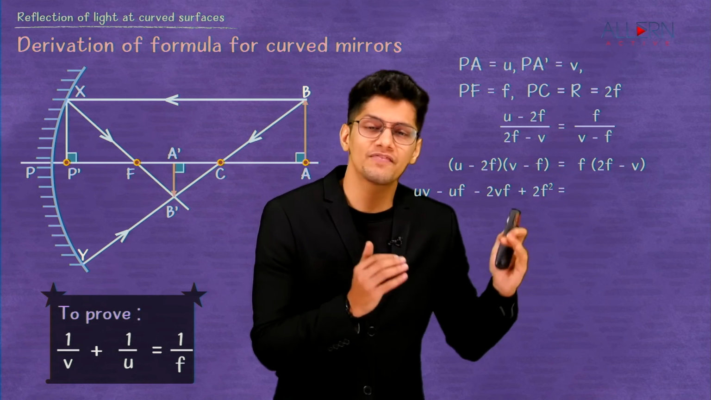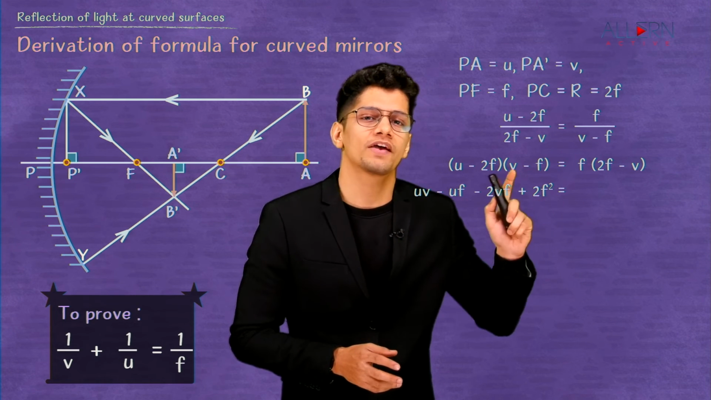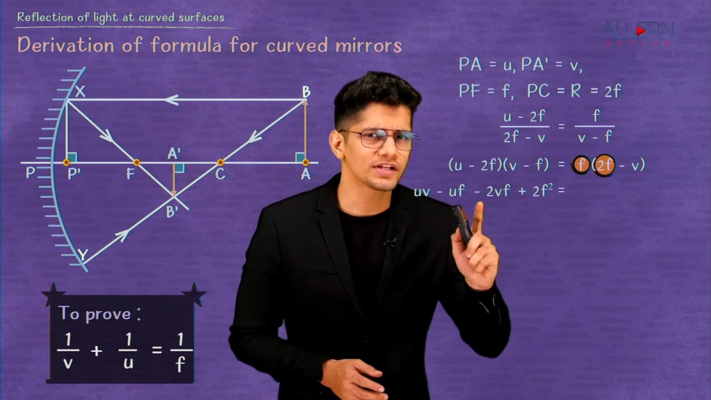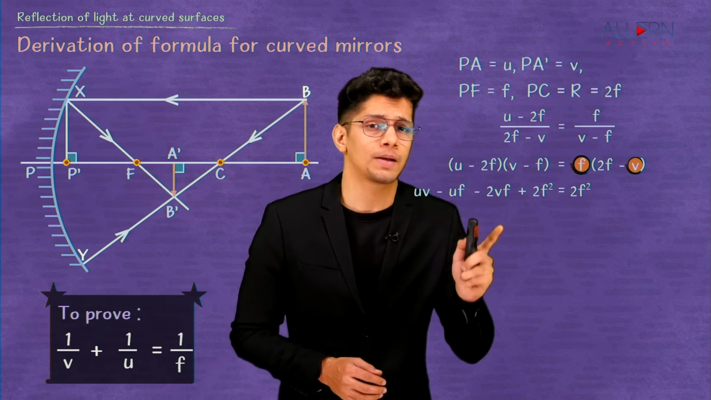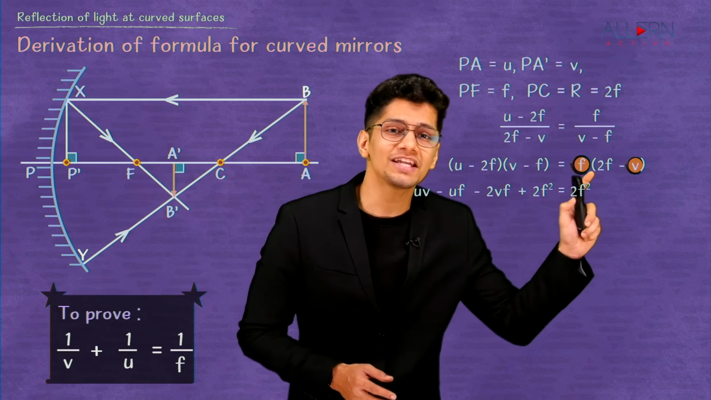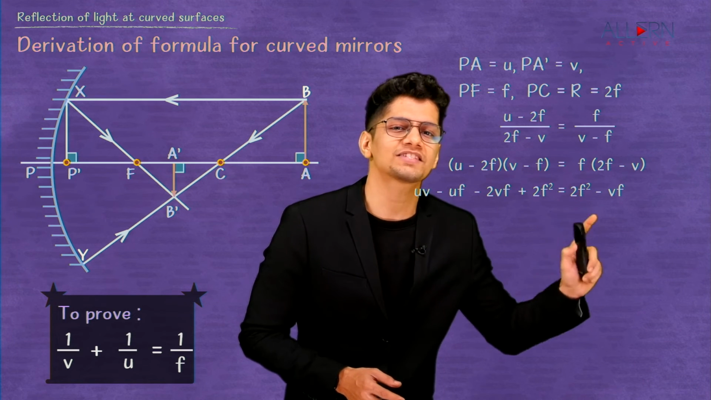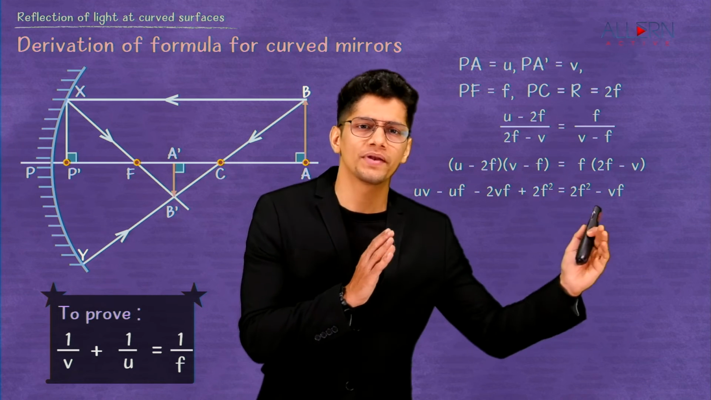Now on the right hand side, we have to open the bracket once again. So we have f into 2f. What is that? 2f square, right? Then we have f into v, which becomes vf or fv, and the sign should be a minus sign. So we have minus vf. Lovely. So now we have opened the bracket.